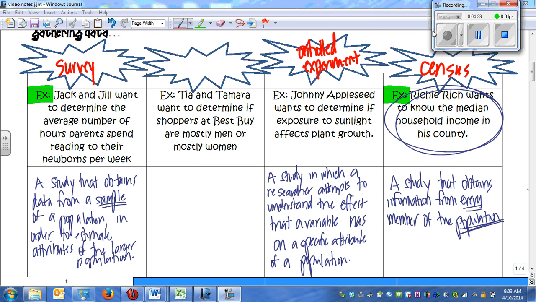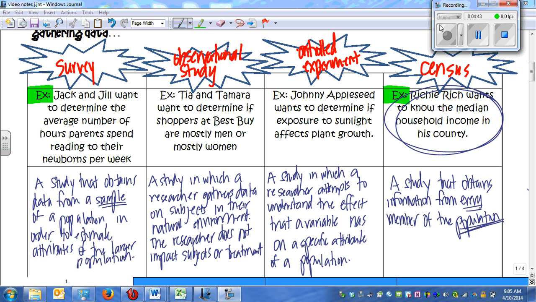The last design that you're responsible for is an observational study. An observational study is one in which a researcher gathers data on subjects in their natural environment. The researcher does not impact subjects or treatment.